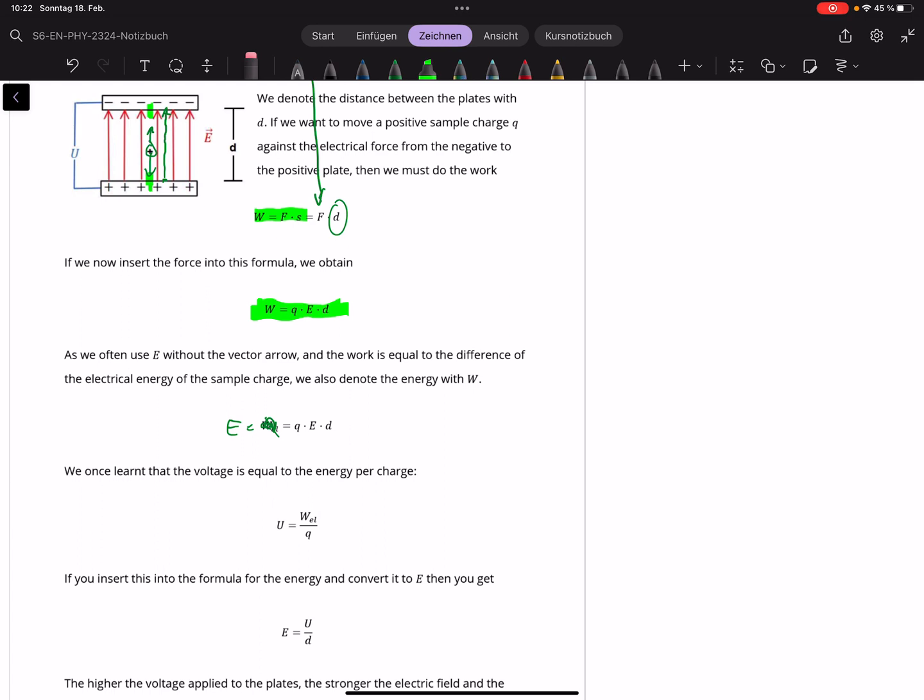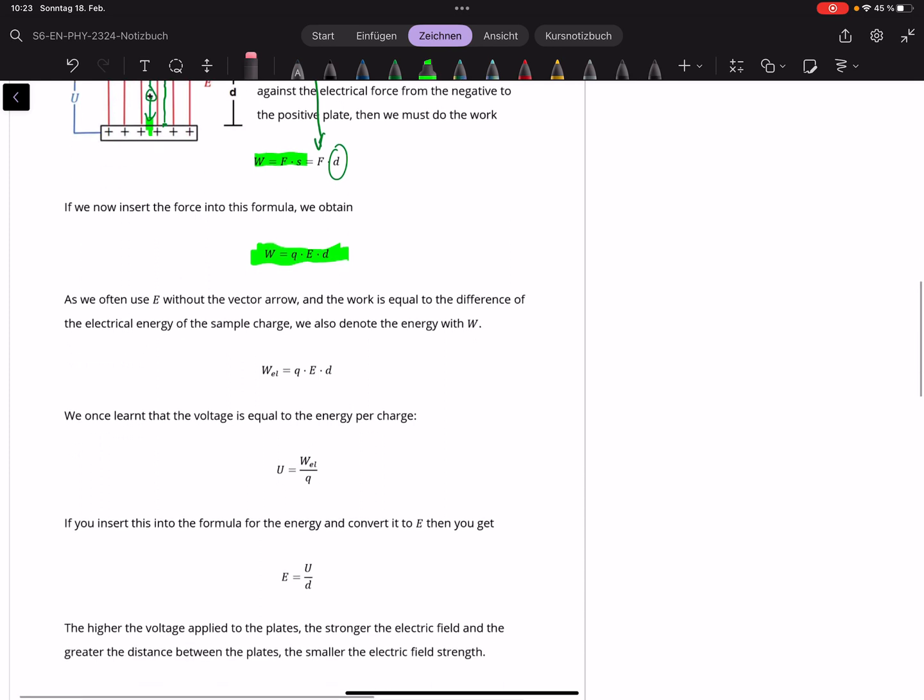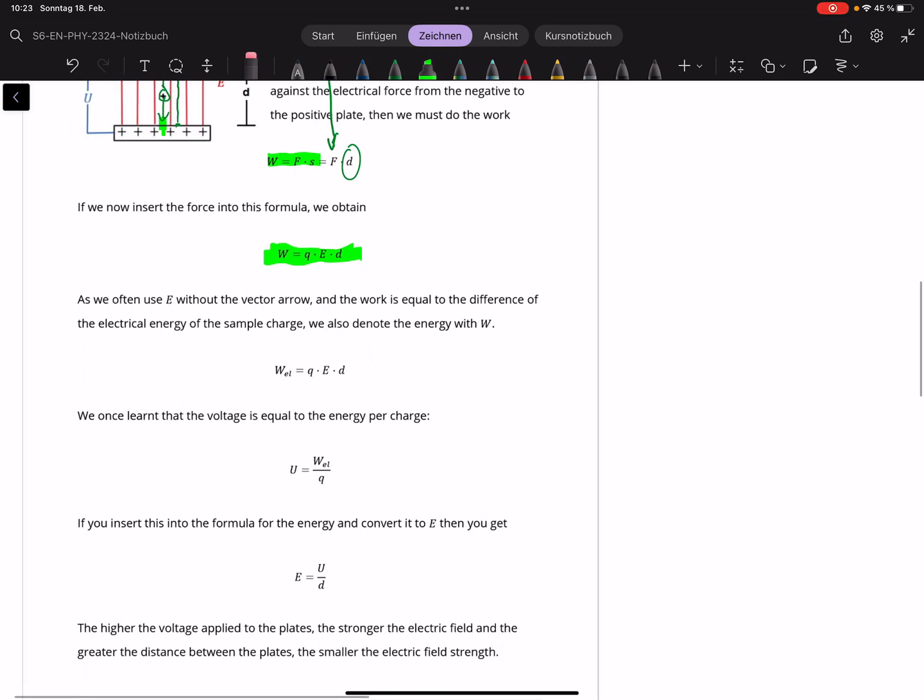Now we would have a problem. So instead of using the E, we keep the W for work and say, oh, we know that work and energy have the same value, so this is electrical energy, or the work that needs to be done if we move it in the opposite direction, or if we say this is acceleration work.